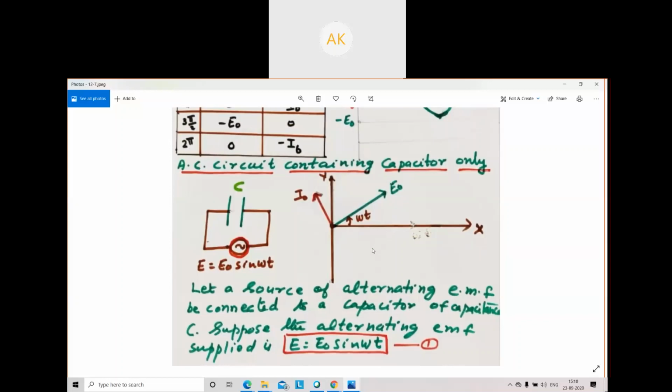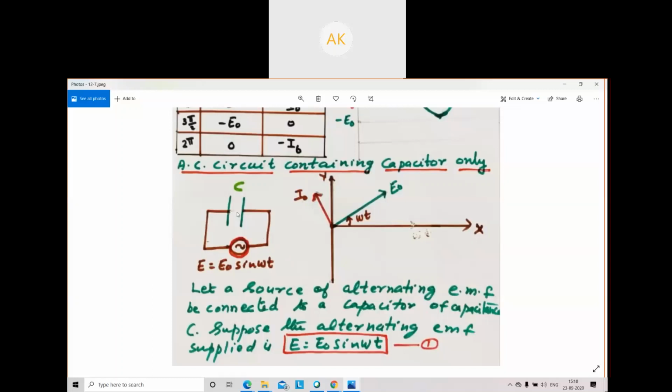We discussed AC when it is passed through an inductor. There is a phase difference. The current is lagging. That is what we have seen. I equal to I0 sin omega t minus pi by 2, we got. And when AC is passed through a capacitor, what happens? Let us see that. Now, whether there is a lag or lead between current and voltage when AC is passed through a capacitor, that is what we have to find out.